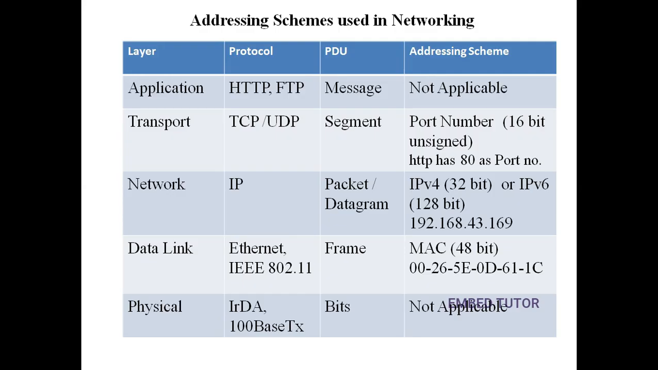Now, the very important thing is that there are different addressing schemes used in networks. If you particularly go to the transport layer, the port number, which is nothing but a 16-bit unsigned number, is the most important addressing scheme in network communication. An example is HTTP has port number 80, whereas HTTPS, that is secured HTTP, has port number 443.